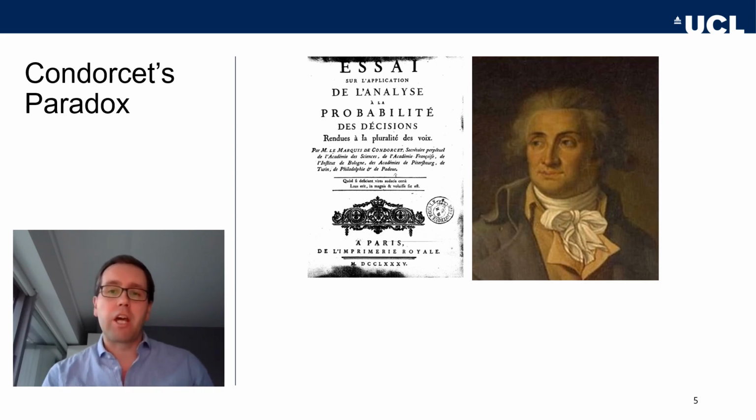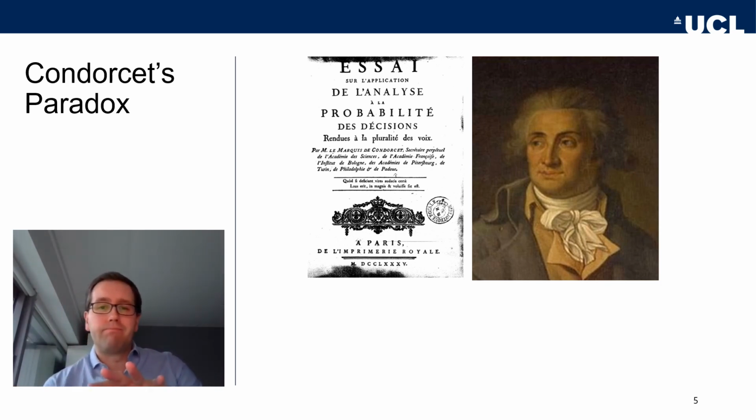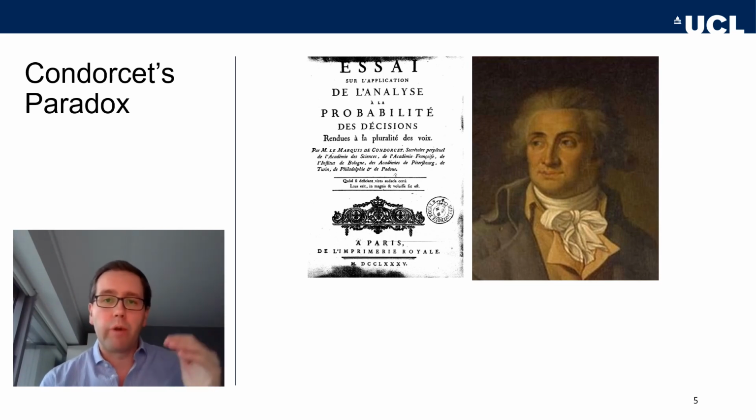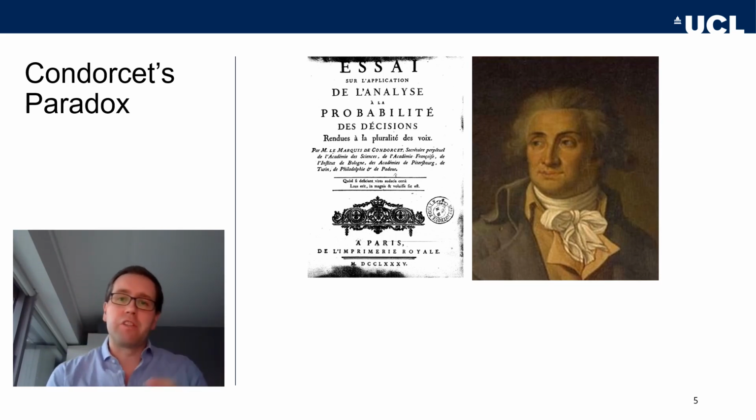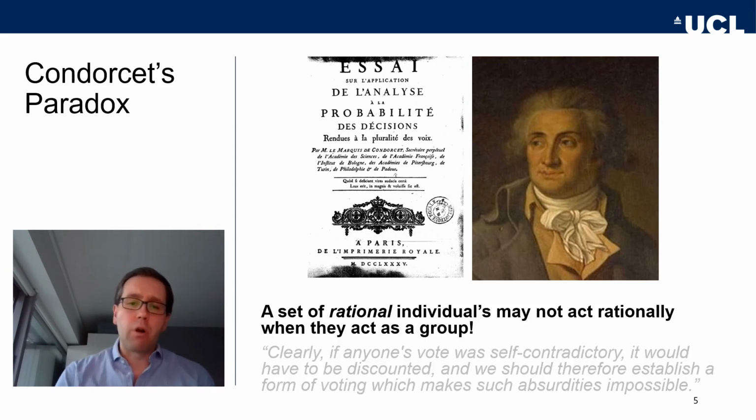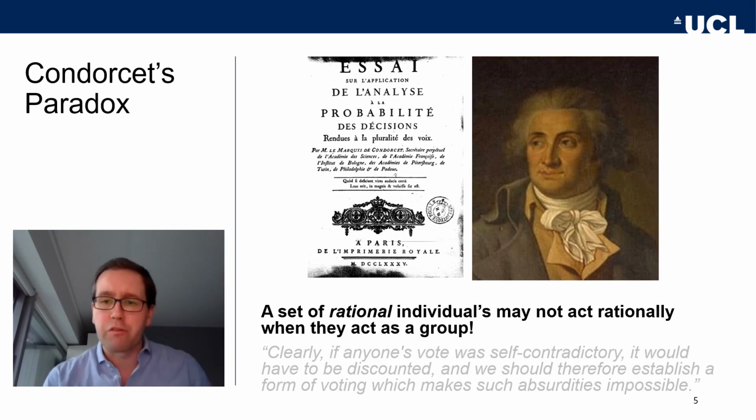So he encountered this paradox that we'll encounter as well, that basically if you think about individual preference orderings, if we list them all, I can prefer A over B over C, or you can prefer B over A over C, or C over B over A. So there are basically six possible rankings, but there are two degenerate ones that are these cycles that we will encounter. And he encountered this very problem, and he wrote: clearly, if anyone's vote was self-contradictory, it would have to be discounted. We should therefore establish a form of voting to make such absurdities impossible. So there's still some optimism that it can be solved, but it's not.